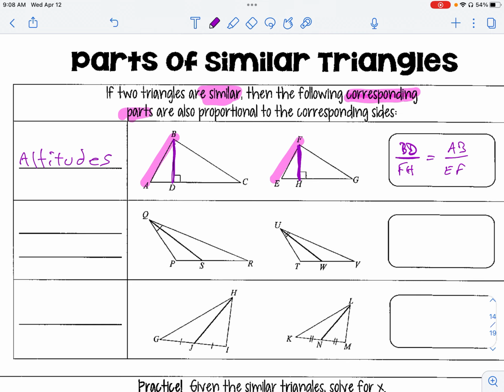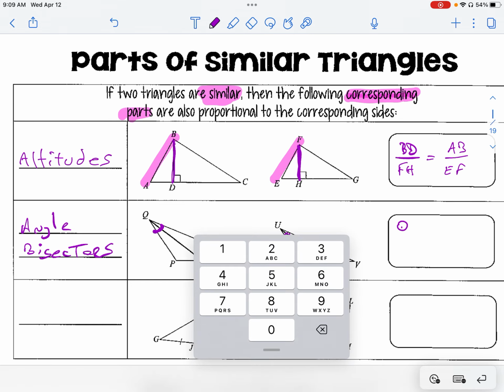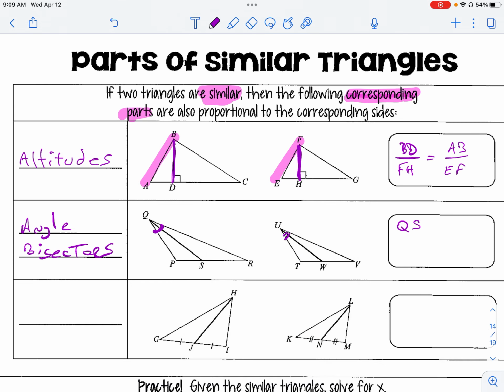Then down here, we see this. So we know we're dealing with angle bisectors. And as it turns out, the angle bisectors are going to be proportional, once again, to any corresponding sides. In this case, let's pick a different one, PR and TV.